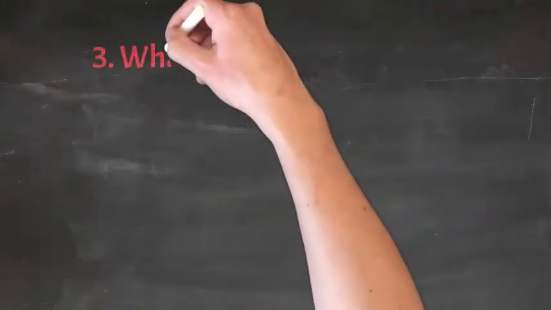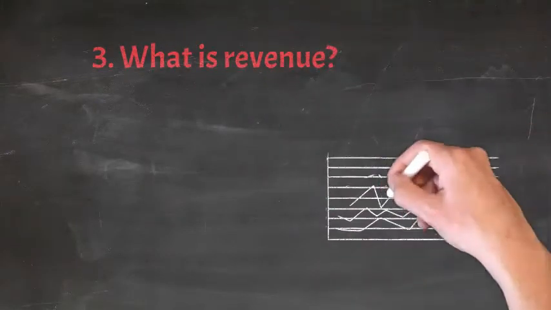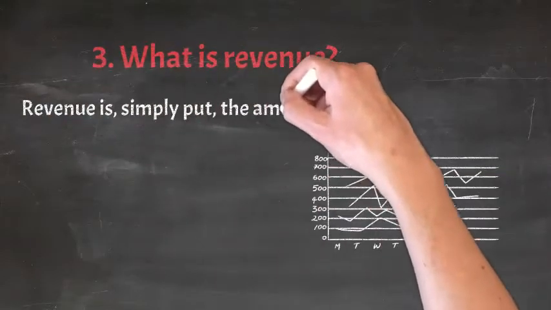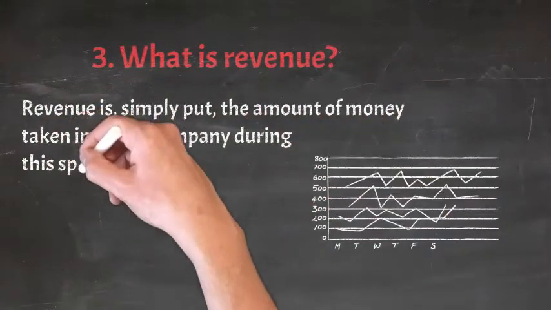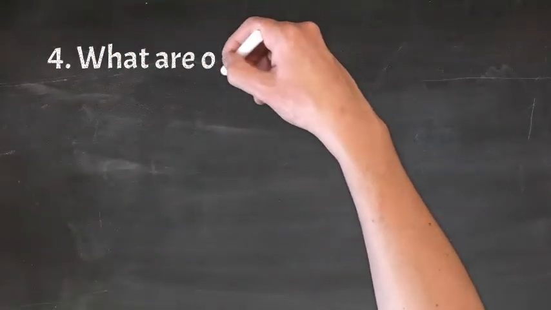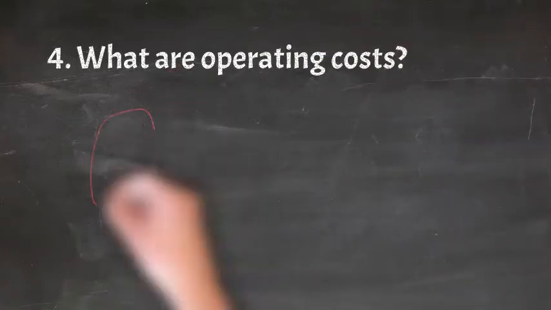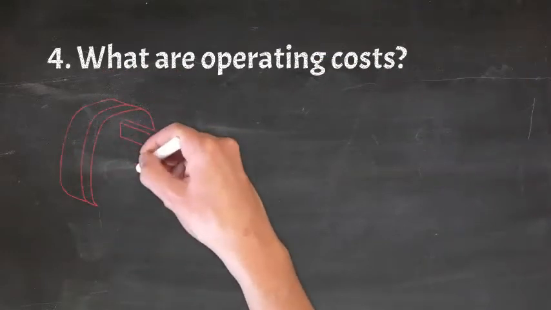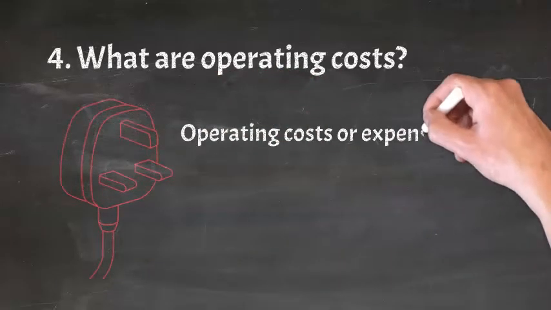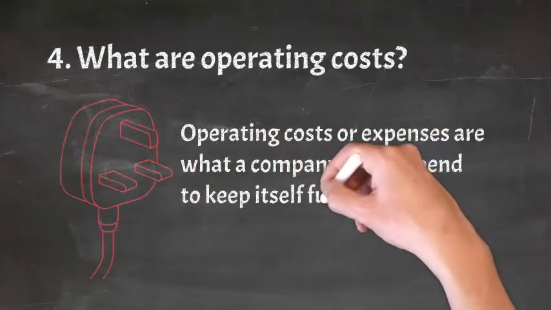The third important term in our list today is revenue. Revenue is, simply put, the amount of money taken in by the company during this specified time frame. Operating costs or expenses are what a company has to spend to keep itself functioning. It includes expenses like rent, salaries, buying stock, marketing, electricity, and water, all the costs of running a business.